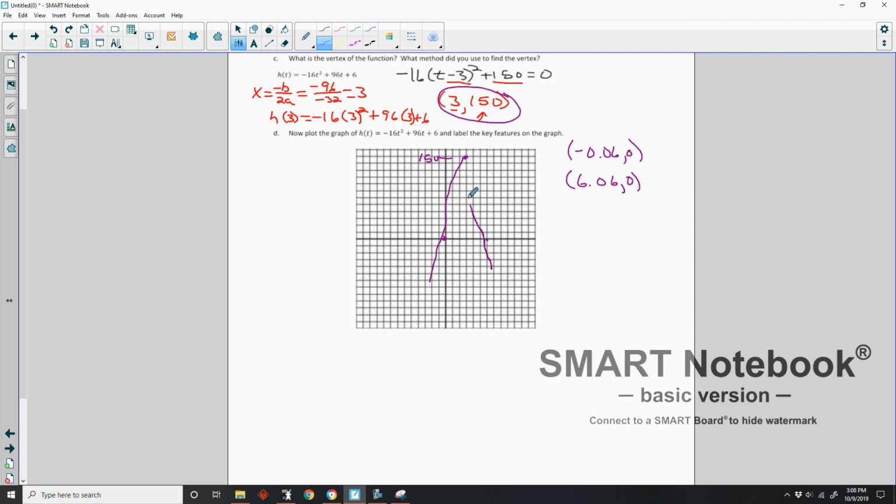So this would come... Oops. Whoa. How about Control Z? That was really bad. All right, try again. So this is going to come up, curve around, and then come down through like that. Okay, pretty sloppy, but there you go. That is what the parabola would look like with these two zeros and this maximum at the vertex.